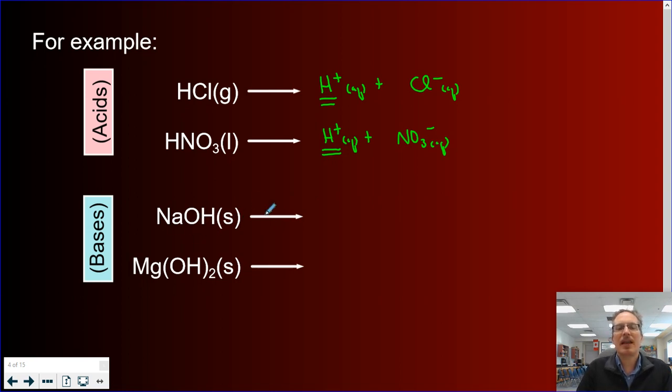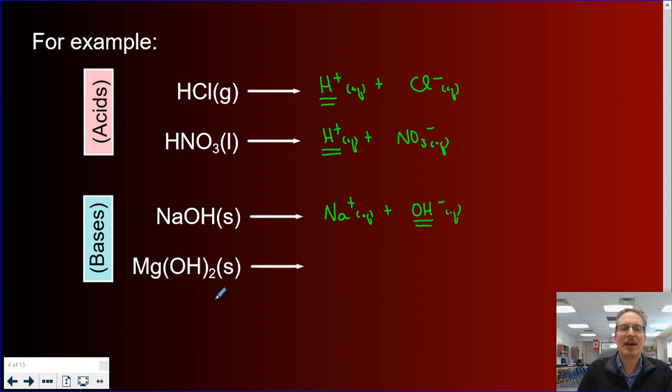So NaOH, sodium hydroxide, is going to dissociate into sodium ions and hydroxide ions. Again, it needs to balance: one sodium, one sodium, one hydroxide, no charge on the left, one positive, one negative, no charge on the right. Again, Arrhenius would say, hey, it dissociated to make hydroxide. That is the definition of a base.